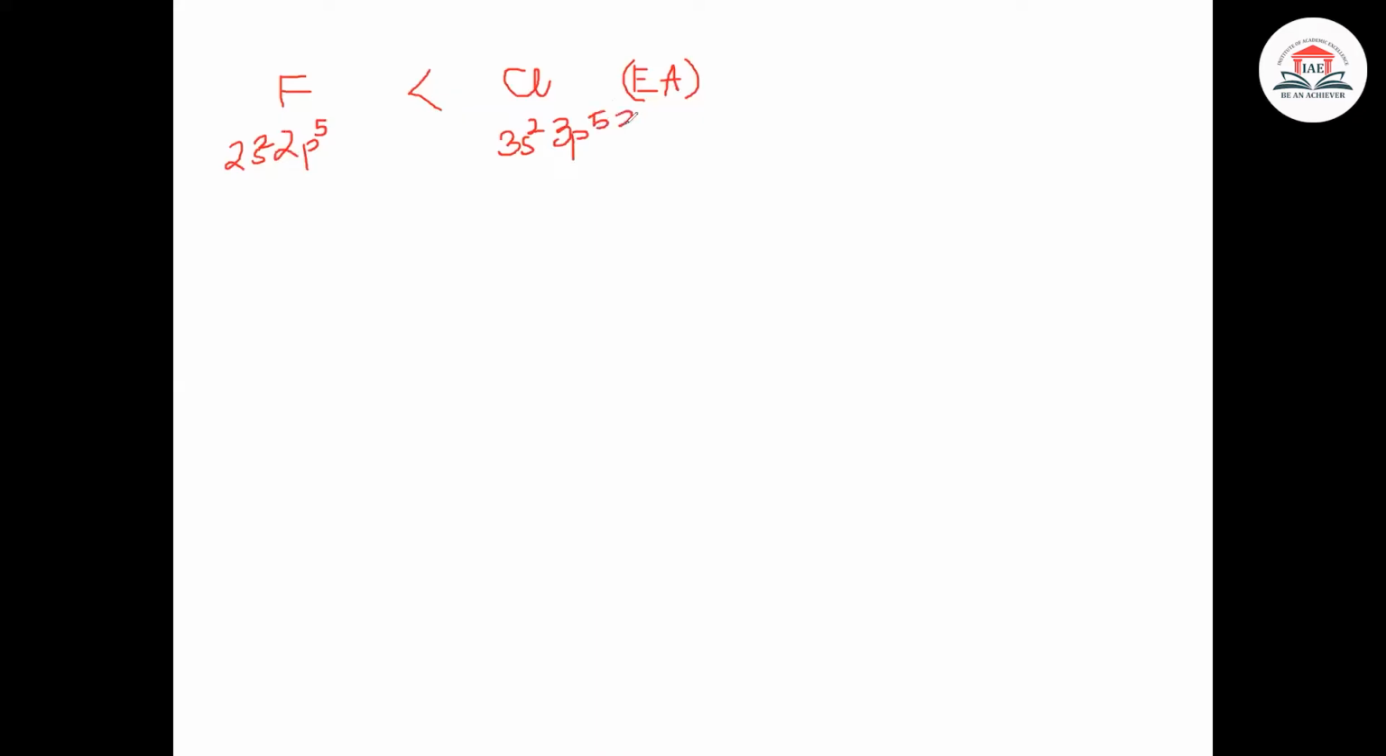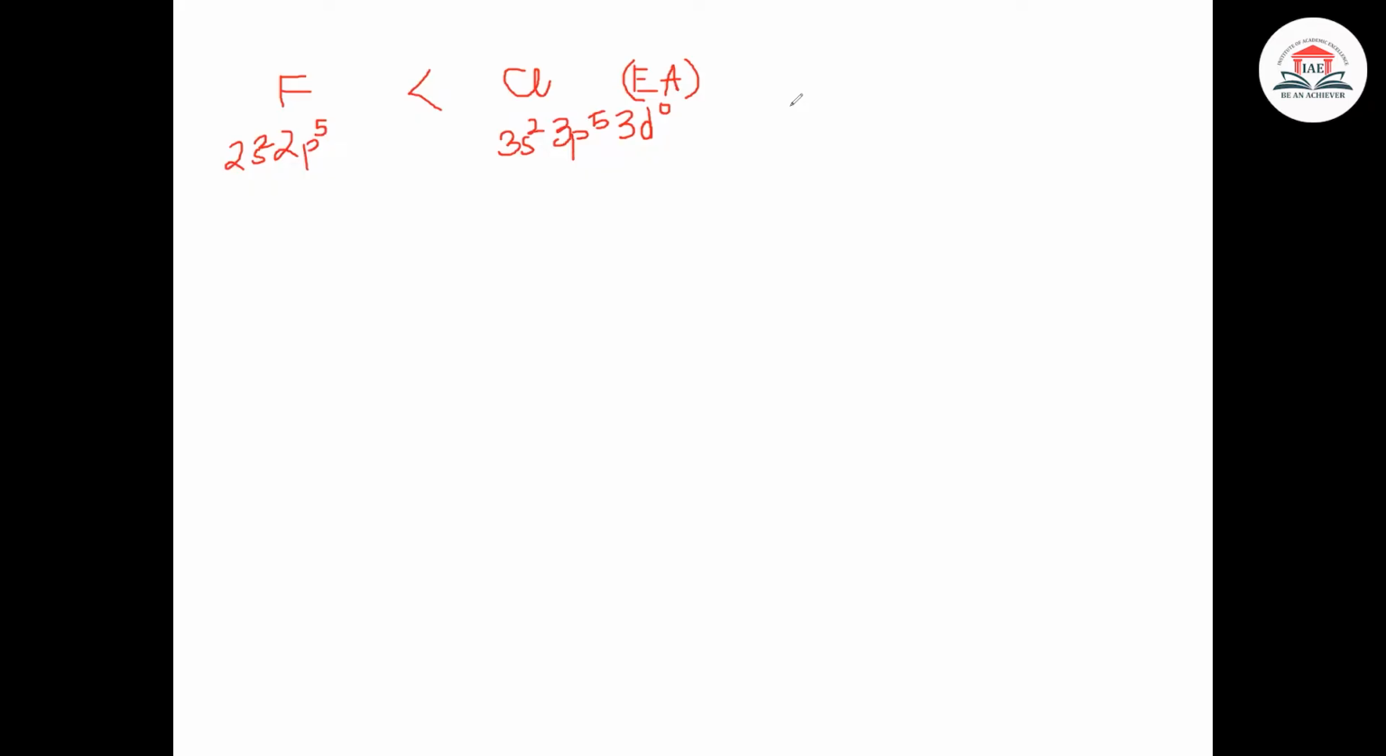And as it is the third orbit, there is also a 3d orbital which is vacant. Okay, so what is the difference between electronegativity and electron affinity? Electronegativity is only a comparative property. It is not an absolute property. It is a comparative property.